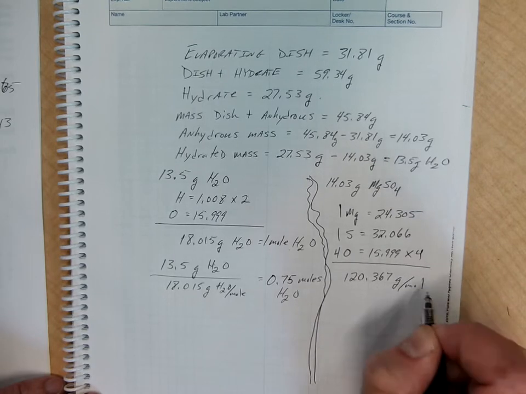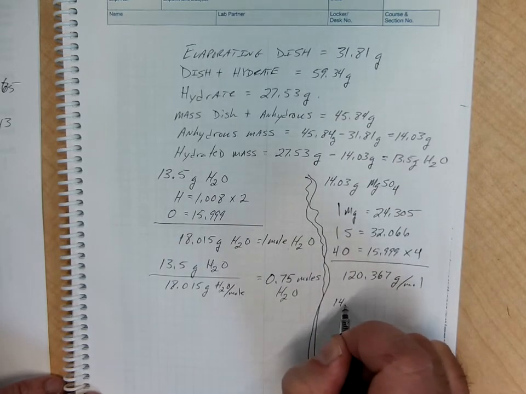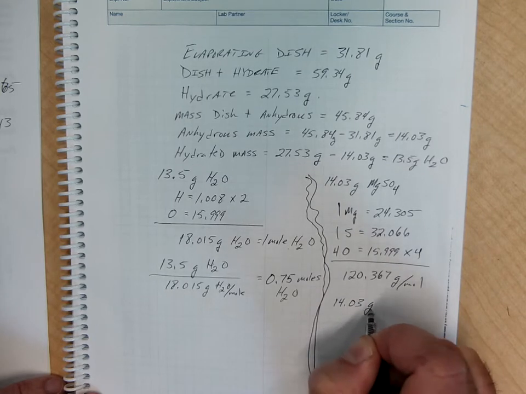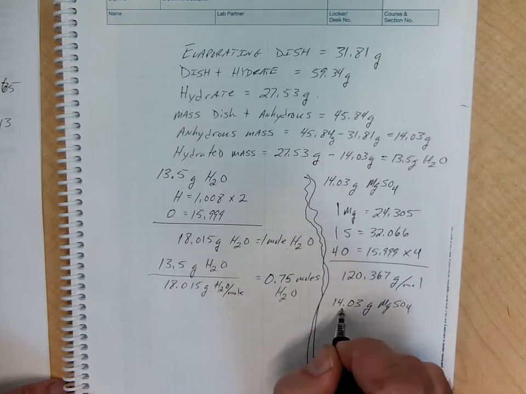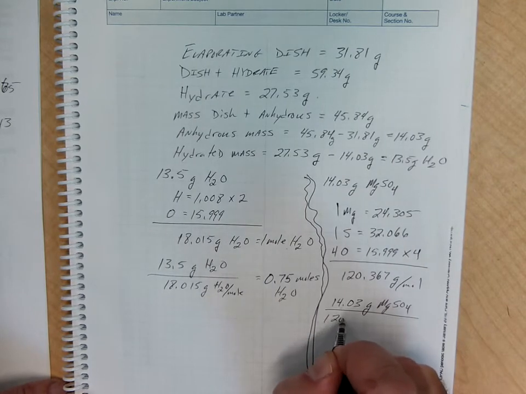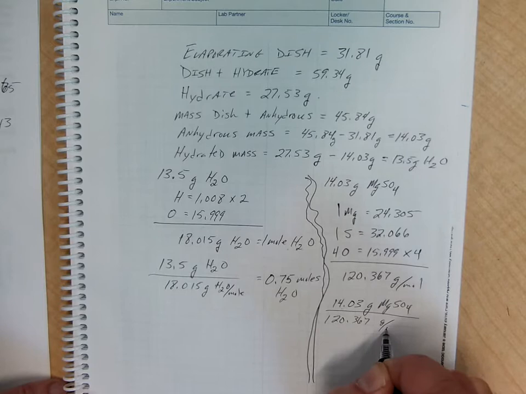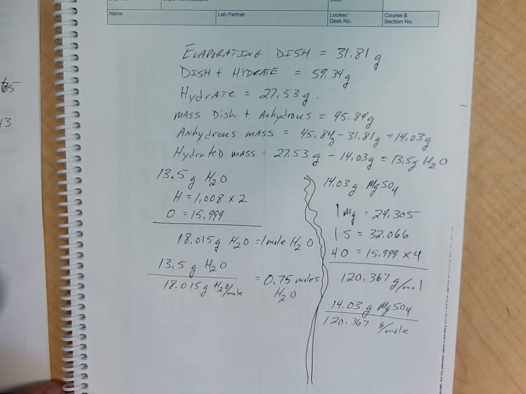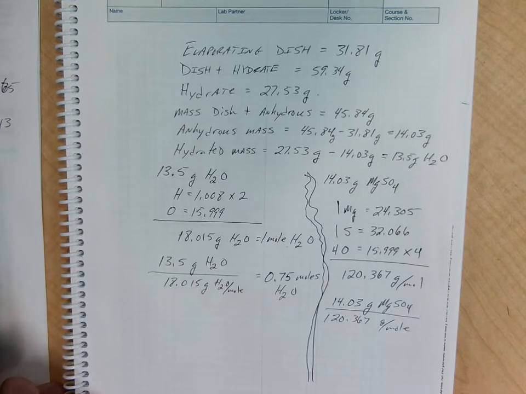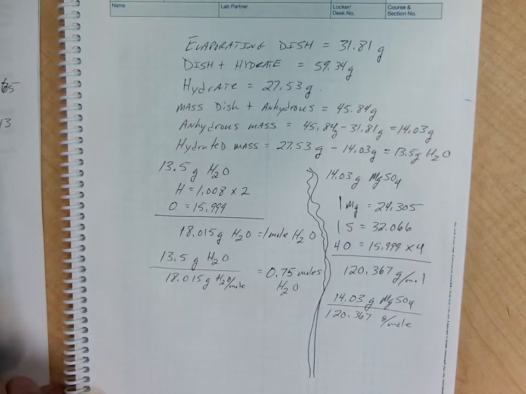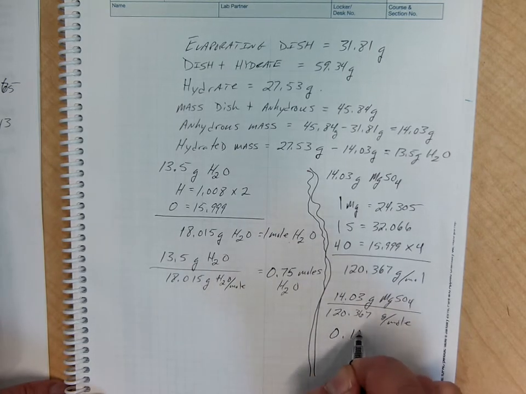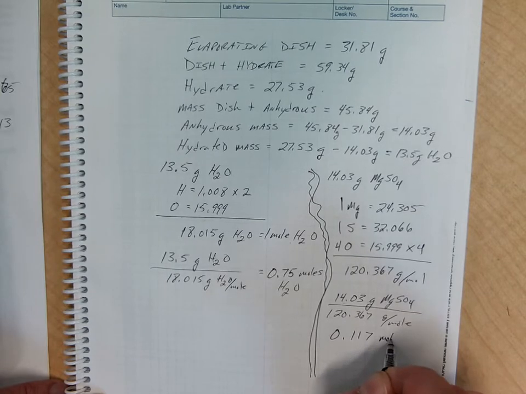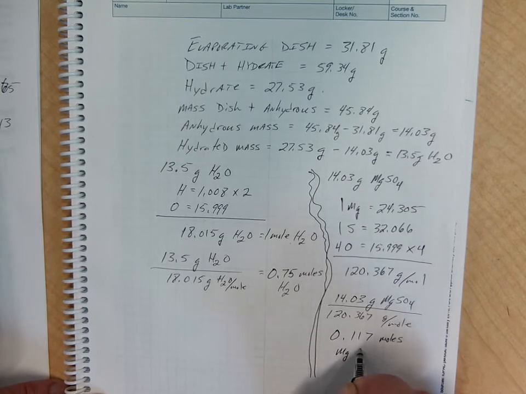grams per mole. You have 14.03 grams of anhydrous magnesium sulfate from the experiment, divided by 120.367 grams per mole, and that will give us 14.03 divided by 120.367 is 0.1165, so 0.117 moles of magnesium sulfate.